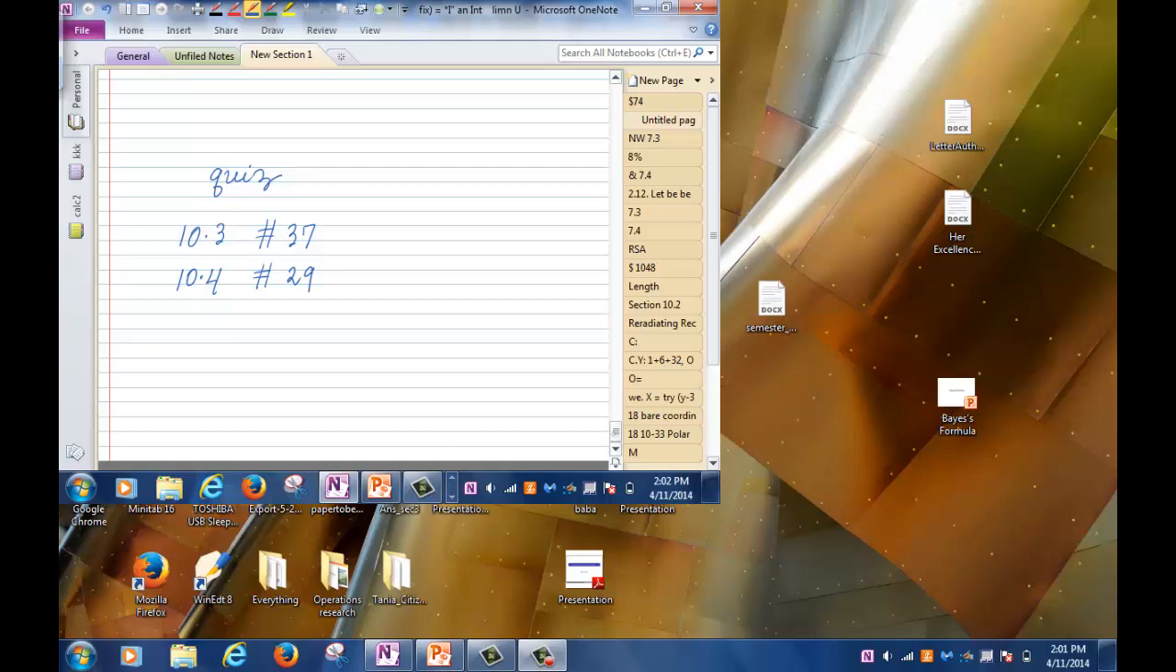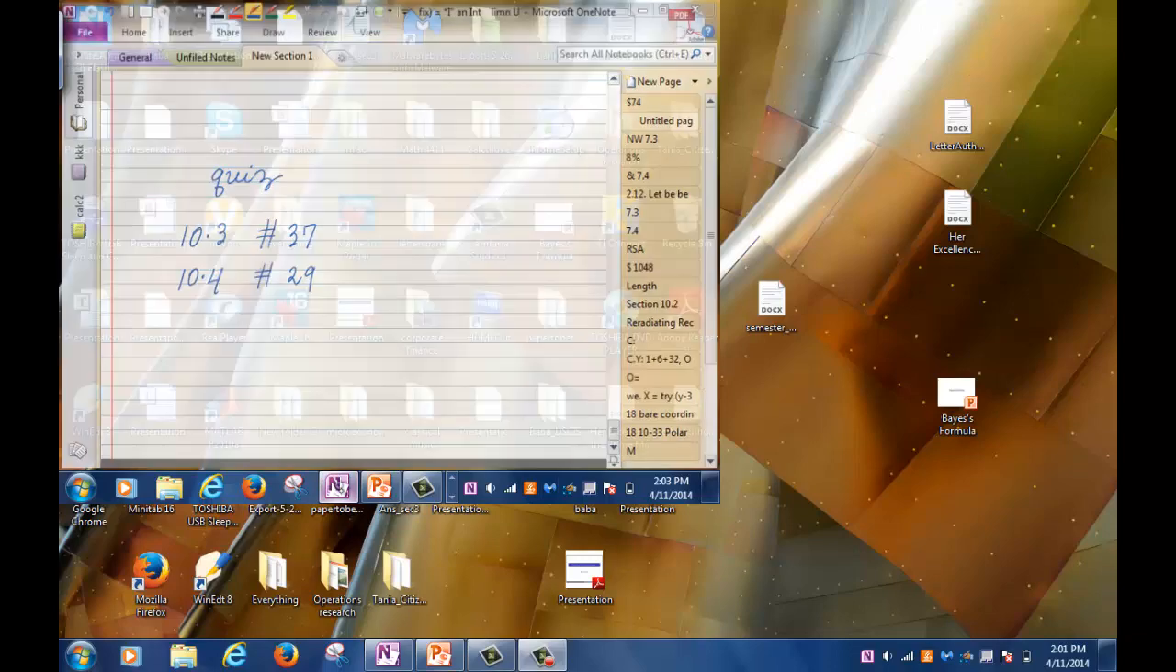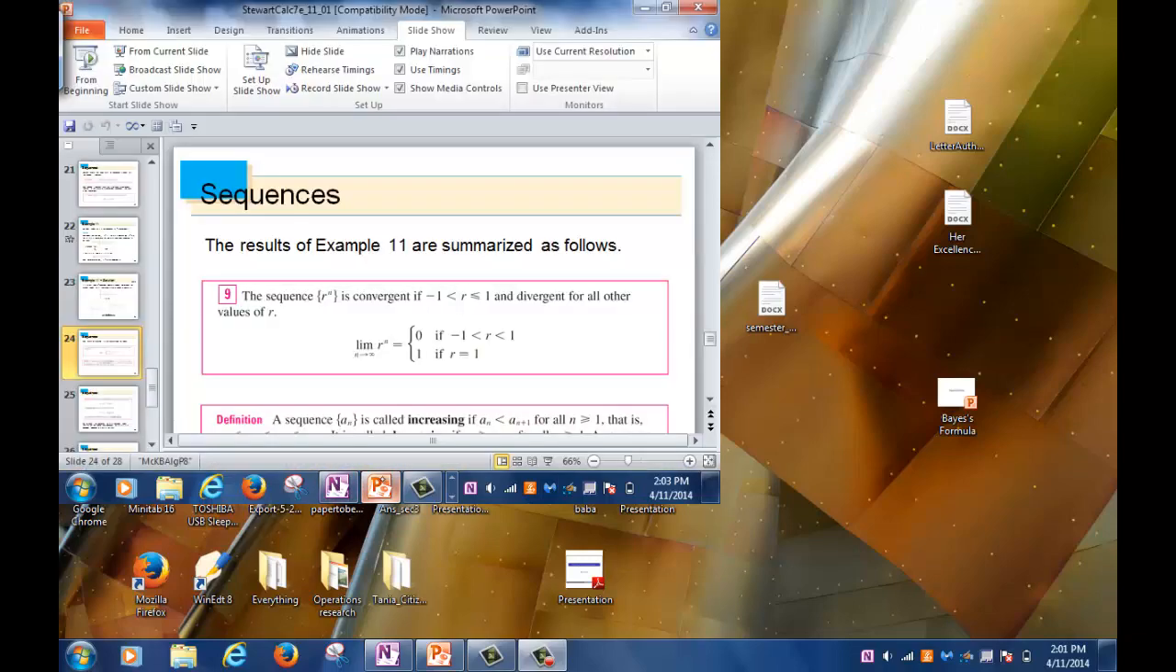So here's the quiz. It's a take-home quiz. Bring it back on Monday. If you just write down a final answer, you will get no credit at all. You have to show all the steps, all the work, in order to get credit. The first one is a graphing problem. The second one is a finding area problem. So once again, 37 and 29, those are the ones that you need to bring on Monday.